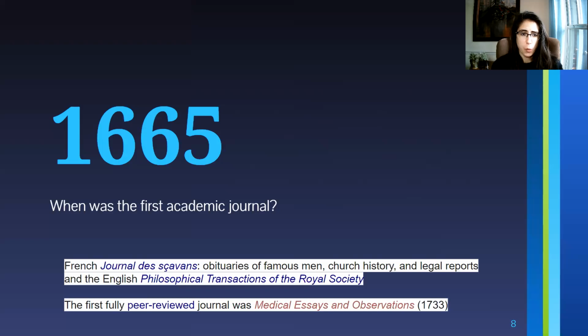So first question, when was the first academic journal? 1665. They are older than you might think. The first one was a French journal, and it was the obituaries of famous men, church history, and legal reports. Around the same time, there was an English journal coming out in England on the philosophical transactions of the Royal Society. But the first fully peer-reviewed journal was the Medical Essays and Observations in 1733. So this is going to reflect what the current journal articles are like with that peer review process, and we'll be talking about that later.